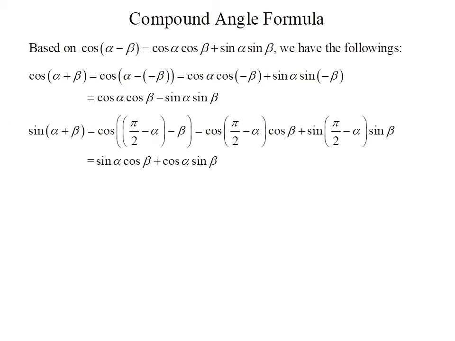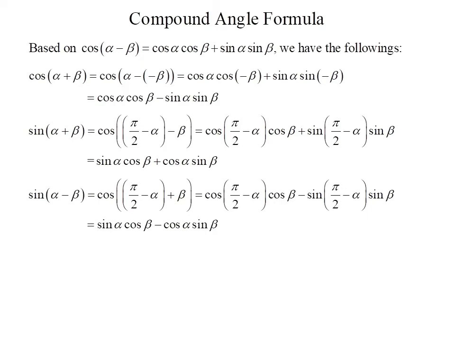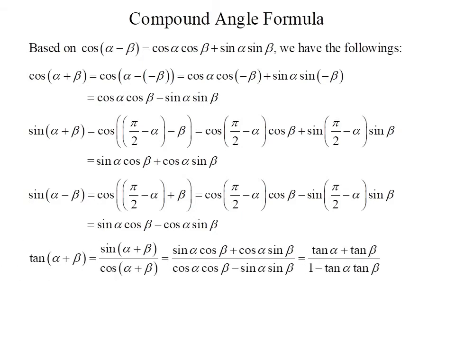Sine alpha plus beta can be written as cosine pi over 2 minus alpha minus beta, and then it can be expanded using the derived formula of cosine alpha minus beta. Similarly, sine alpha minus beta can also be written as cosine pi over 2 minus alpha plus beta, and then expanded accordingly.